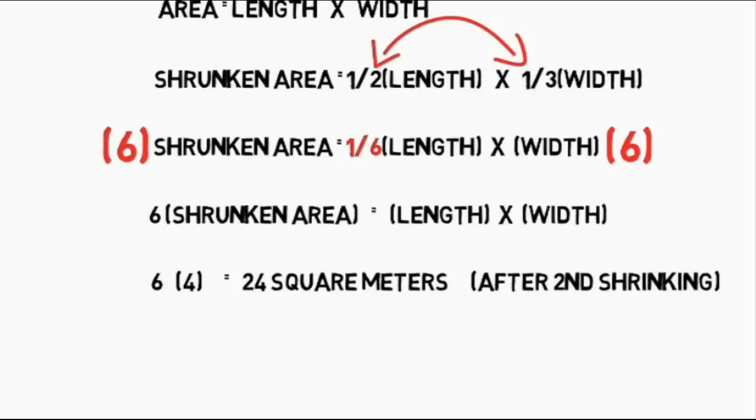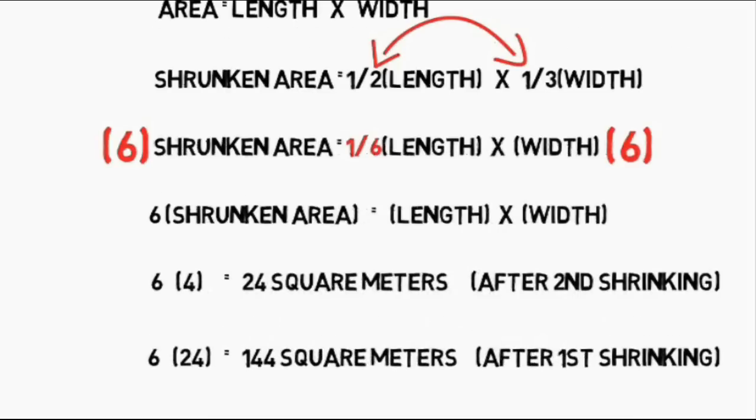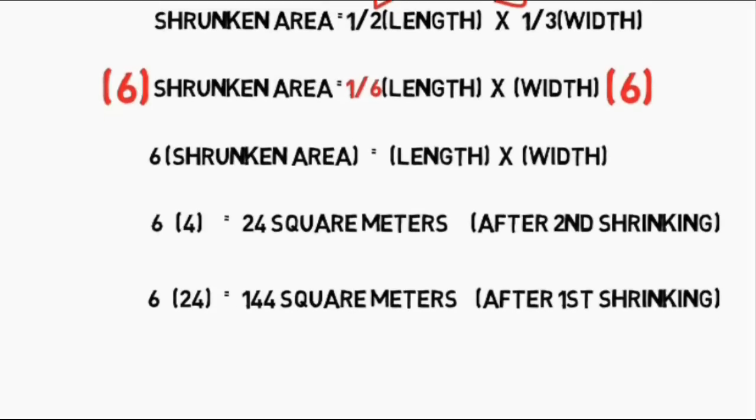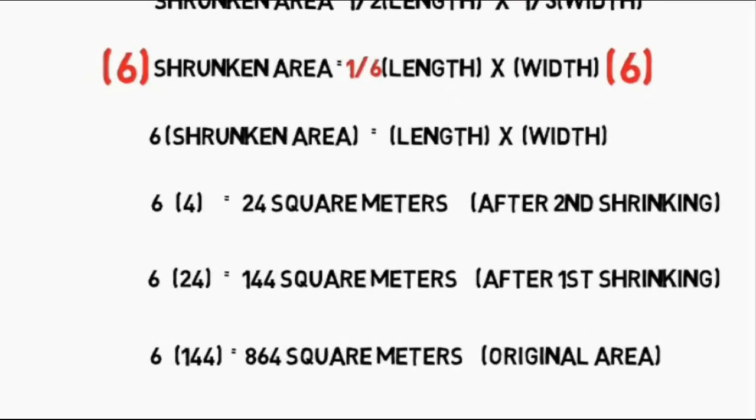So now we can take this 24 square meters and we could plug it into the shrunken area of the pool again. Multiply it by 6. 6 times 24 is equal to 144 square meters. This is going to be the area of the pool after it was shrunk 1 time. And if we repeat this process one more time, we get the original area of the pool. So let's take our 144 square meters, plug it into the shrunken area, multiply that by 6. 6 times 144 is equal to 864 square meters. This is the original area of the pool.